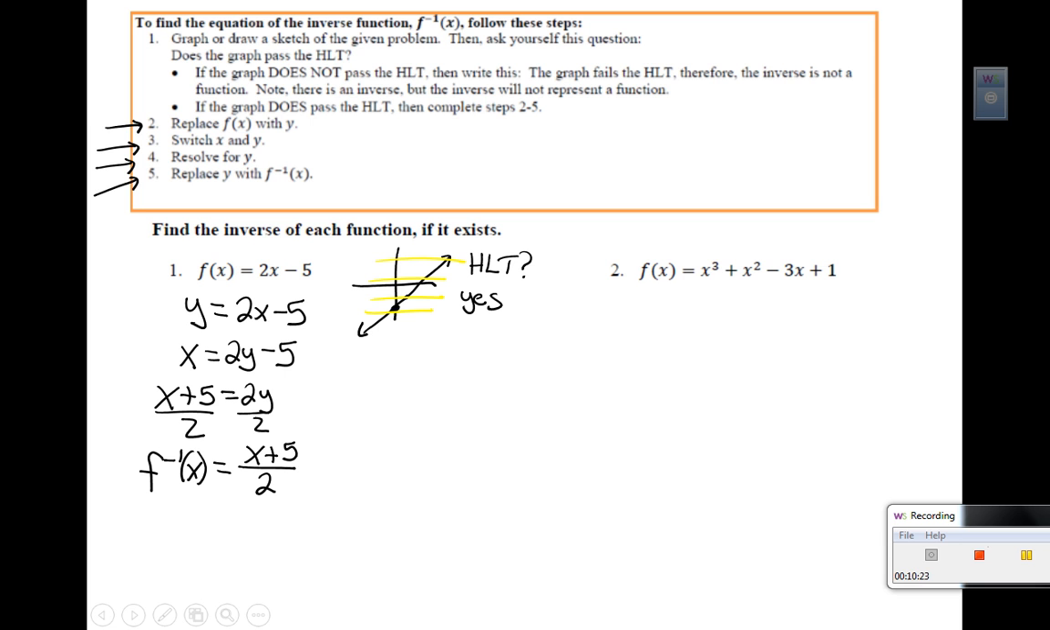Guys, that's all there is to this. Some of the algebra might get you here in a little bit, but nothing you can't handle. If you want to check it real fast, here's an easy way to check.